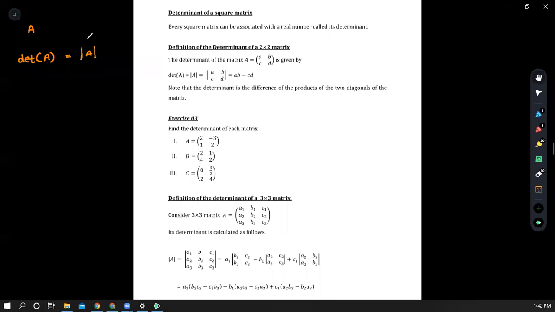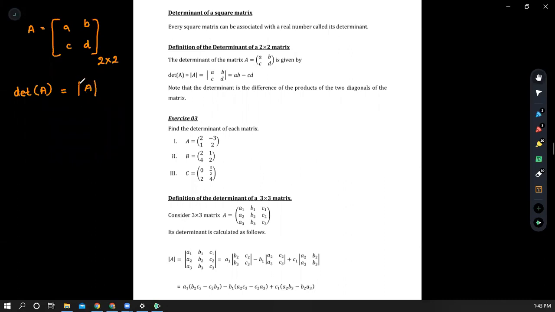Now suppose that you have a 2 by 2 matrix A, given in this form: A, B, C, and D. It is a 2 by 2 matrix, with 2 rows and 2 columns. If you are going to identify the determinant for this matrix, it can be written in this form, determinant of matrix A.